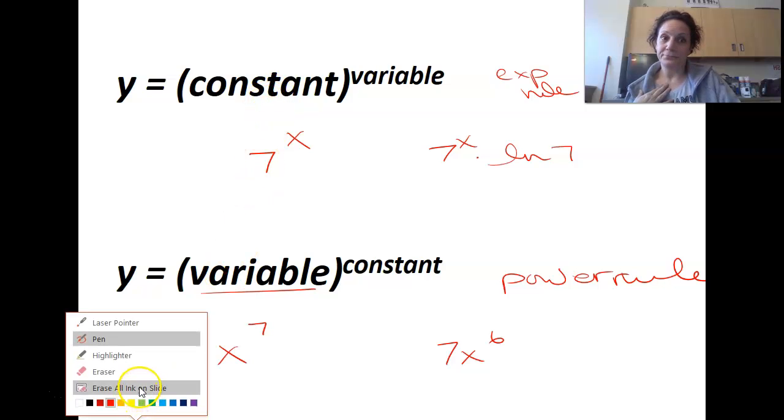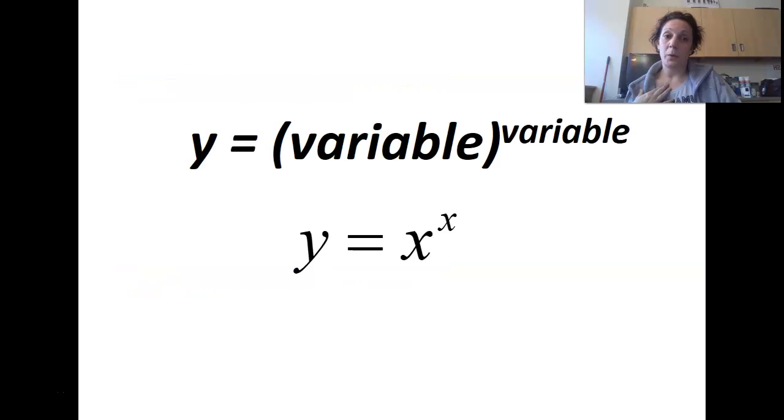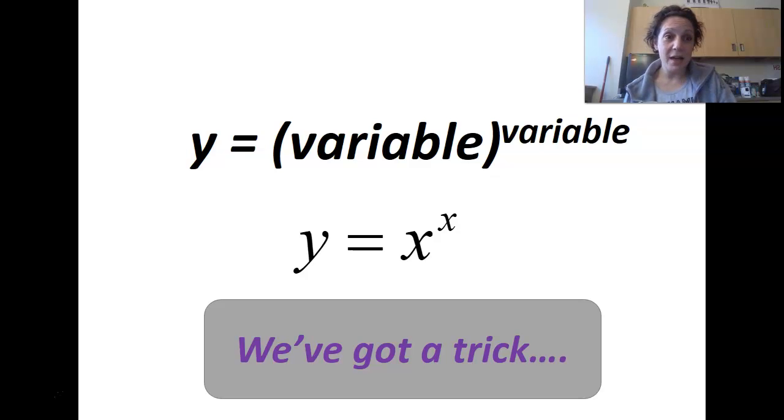Well, what if there's a variable in both places? Now this is the simplest one I could think of. Okay. The power rule only works if there's a constant in the exponent. The exponential rule only works if there's a constant in the base. You can't apply either rule to this. Good news. We have tricks. And they're called the rules of logs. Dun, dun, dun. I love them.